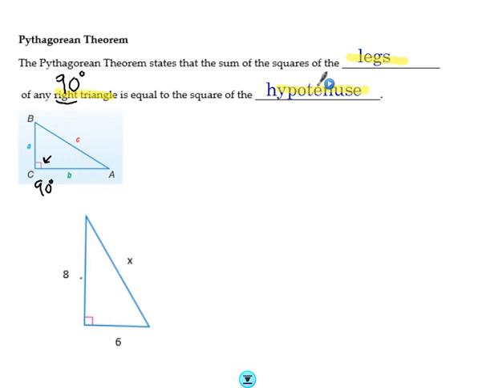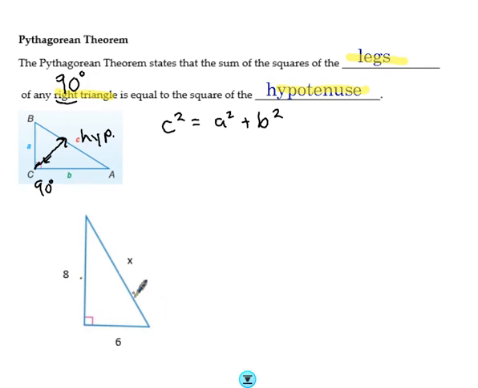And then the hypotenuse is always the longest side of a right triangle, and it's always across. So wherever your little box is, if you draw an arrow, almost like you're shooting a bow and arrow, it goes across and hits the hypotenuse. So side c is typically labeled as our hypotenuse. So the equation for the Pythagorean theorem that we're going to use is c squared equals a squared plus b squared, where c represents the hypotenuse and a and b represent the legs.